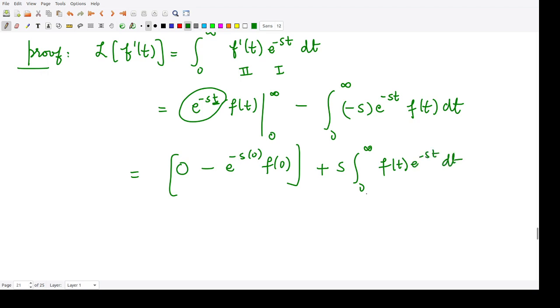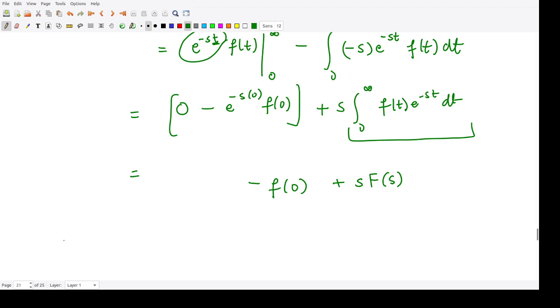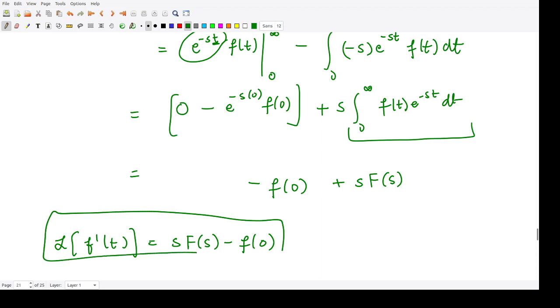This is nothing but the Laplace transform of the function f of t. So this becomes s into F of s, and here we have e to the power minus 0, that is 1, so we have minus f of 0. From here we obtain that the Laplace transform of f dash t is nothing but s F of s minus f of 0. So this is what we got.